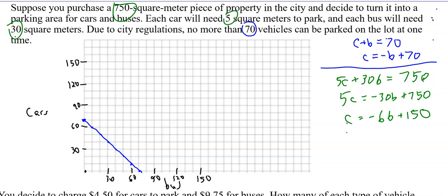And let's check this one. This one, we solved it for C. So the y-intercept is 150. That's right up here. And the slope is -6. So I'm going to go down 6 over 1, down 6 over 1, down, well, I kind of run out of room there, but something like this.